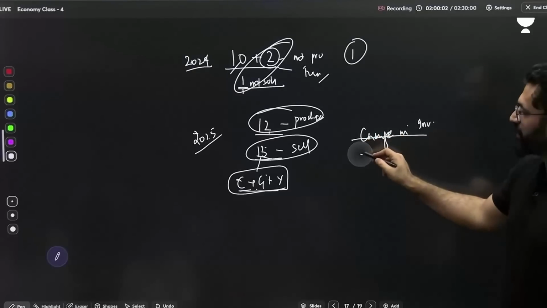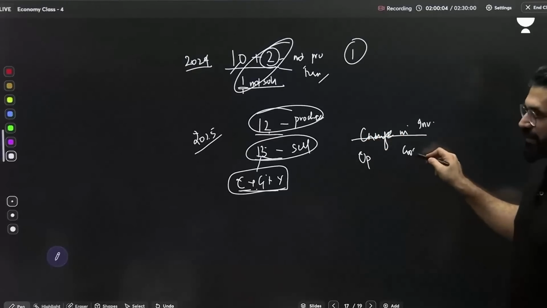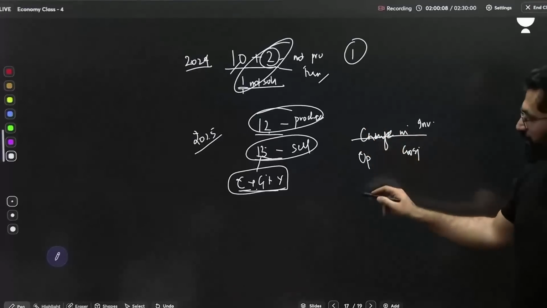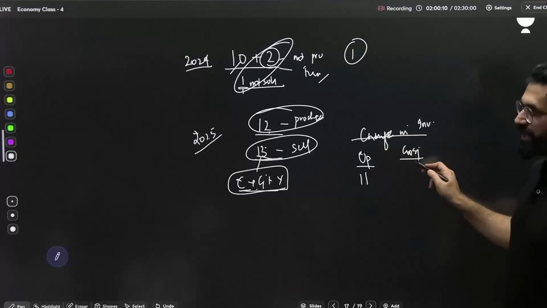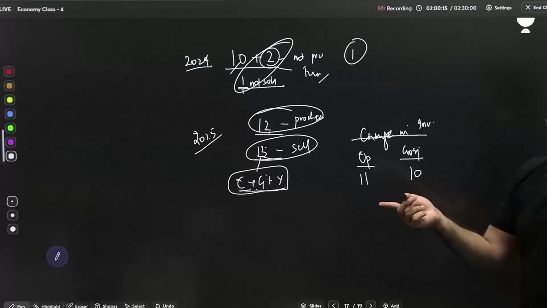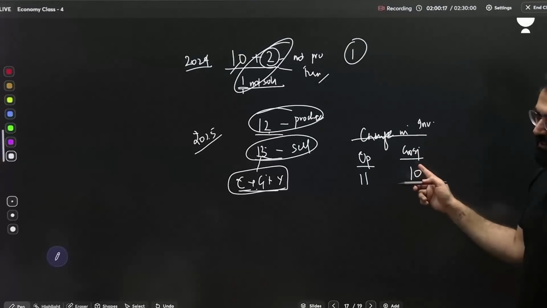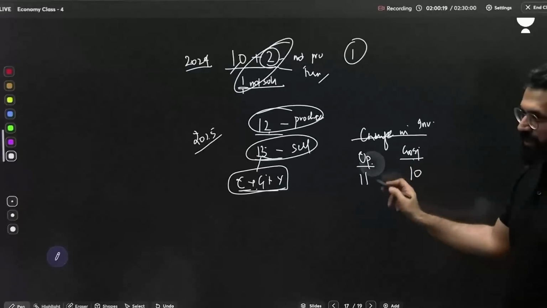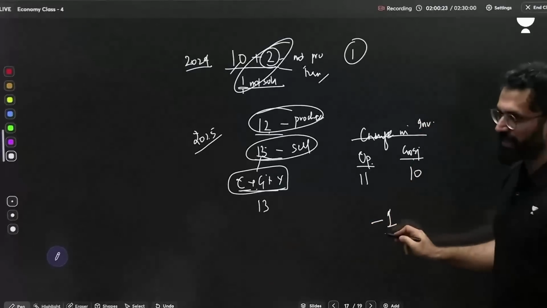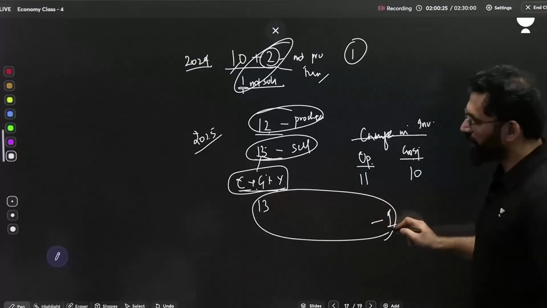Change in inventory is closing minus opening. अगर आपने एक गुड इन्वेंट्री से बेचा है, that means आपका opening inventory was 11, closing is 10, then only you have sold one from this. So what is your change in inventory? Closing minus opening, minus. So here I counted 13, here I counted minus. So what I have counted in total?